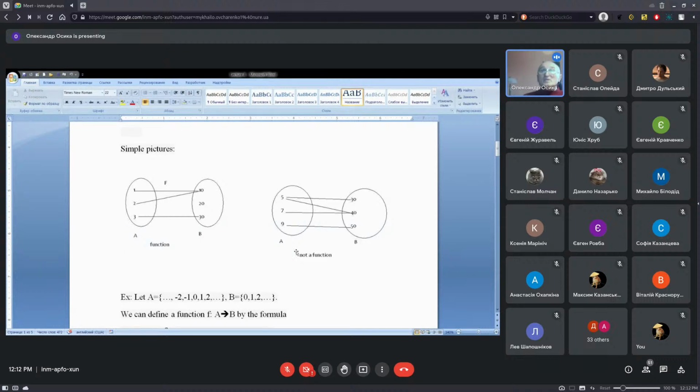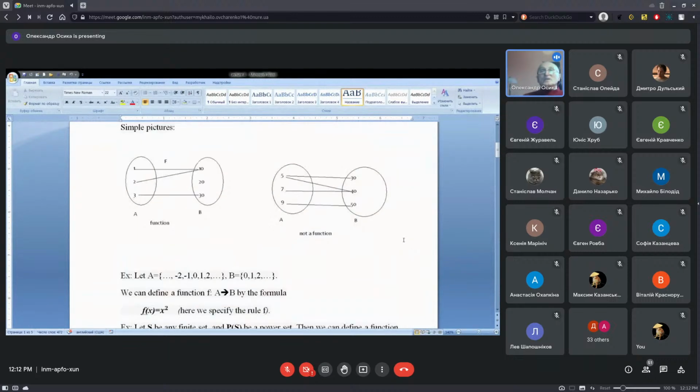Well, in this case, it is not a function, and it is not a domain of the function, and it is not the range of the function. Just an ordinary relation.